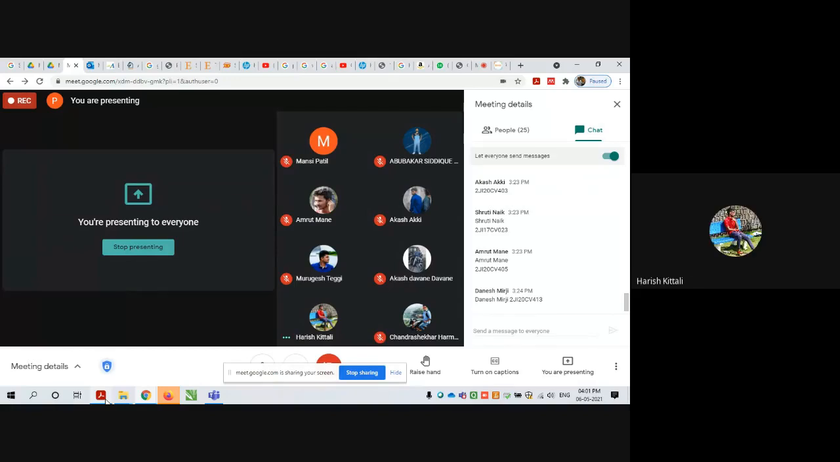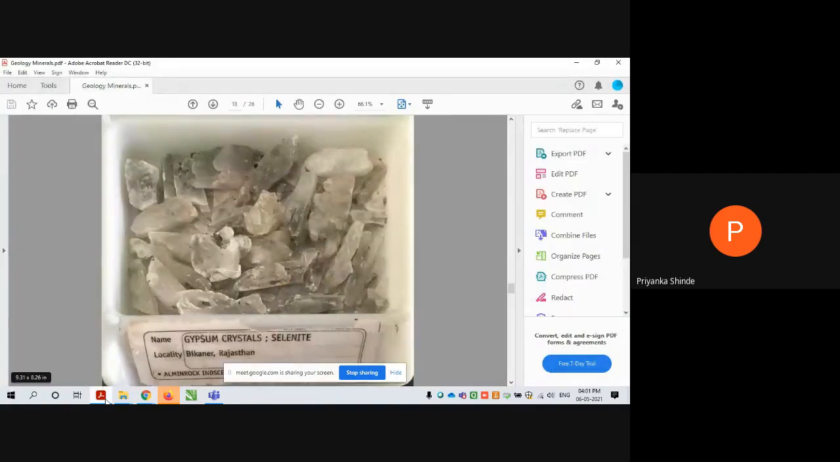POP, Plaster of Paris, right? Yes. Then gypsum is used to make gypsum sheets. Then the cement industry, ceramic industry. So these are the uses of gypsum.